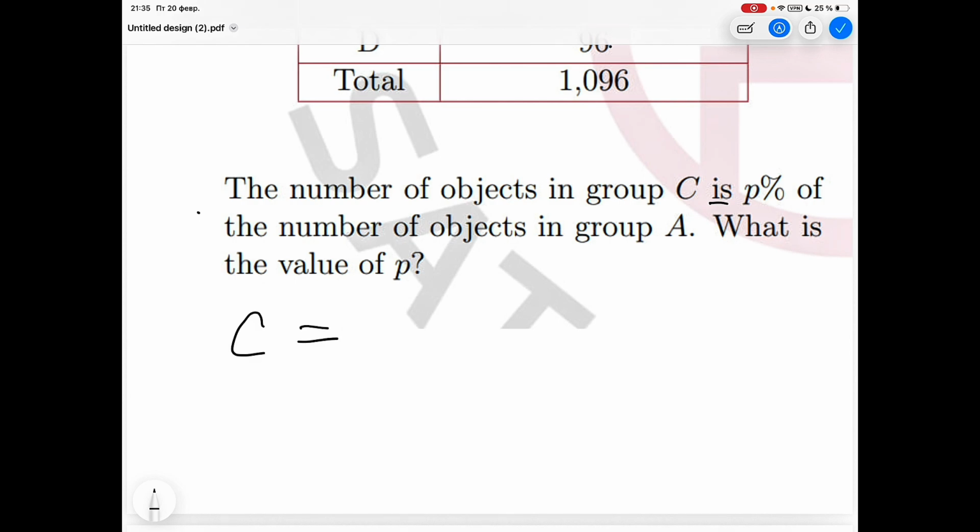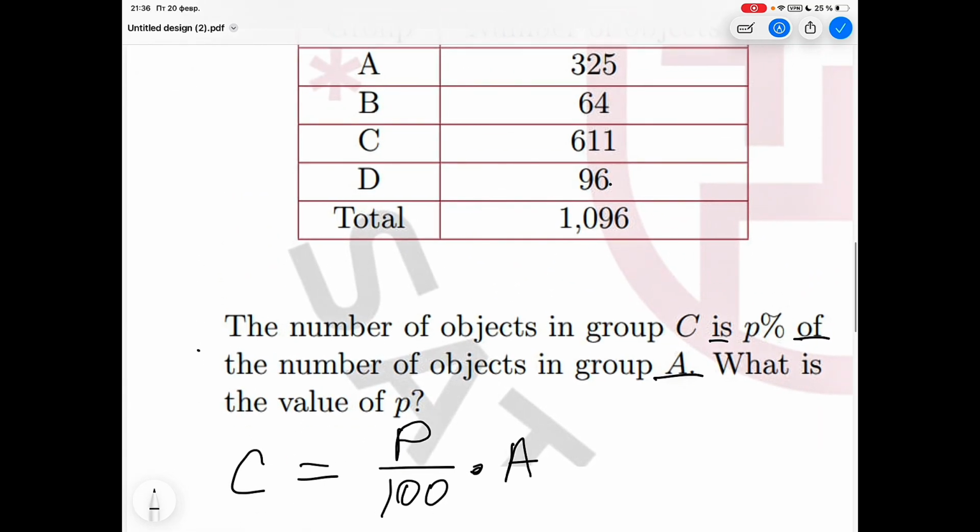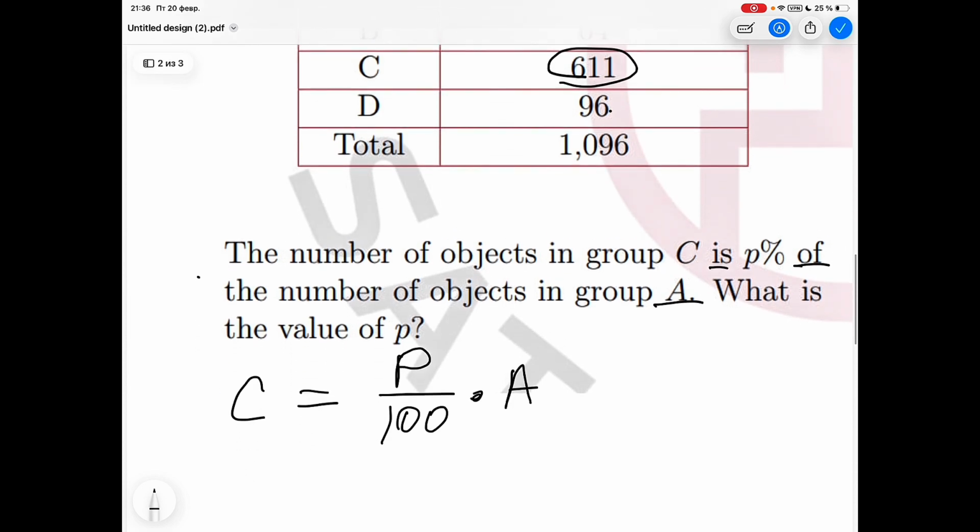The p%: I divided by 100 because I wanted the decimal value of the p%. Then I see the word "of," which means multiplication, and the number of objects in a group A. I'm going to just write A. We got the equation, so let's get the values from the table and plug them in. If you look at C, it is equal to 611.